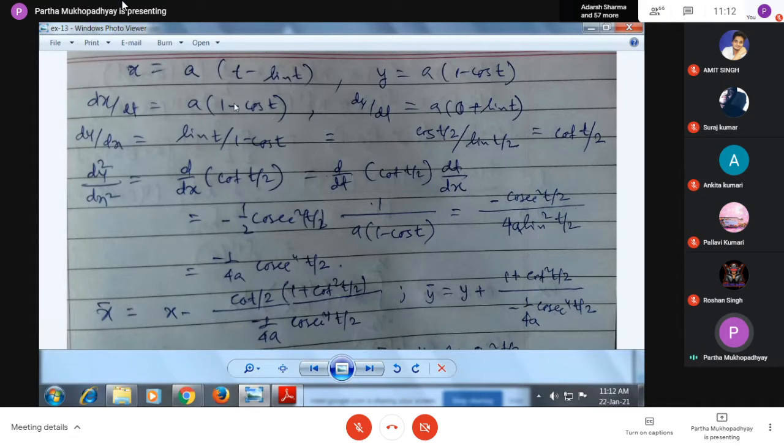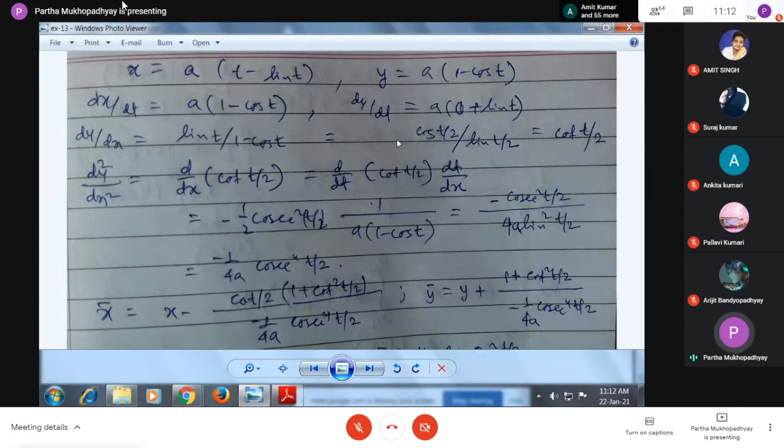So dx/dt will be a into 1 minus cos t. And dy/dt will be a into 1 plus sin t. This 1 is 0, so only plus sin t. So a sin t, okay? So dy/dx will be dy/dt by dx/dt. So dy/dt is a sin t, and dx/dt is equal to a into 1 minus cos t. A will be cancelled, so it will be sin t by 1 minus cos t.